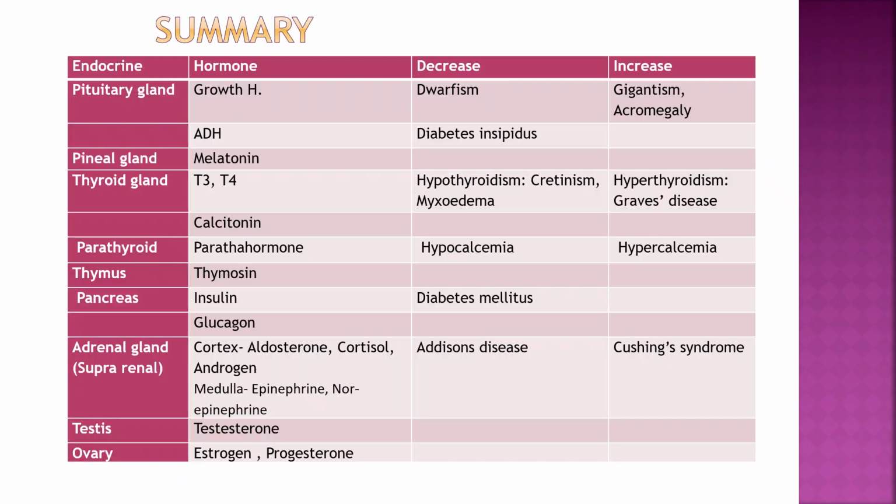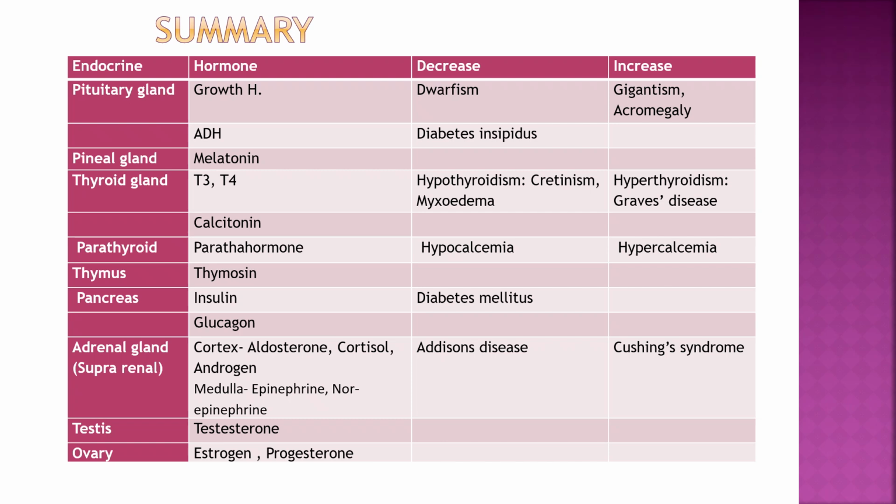So to summarize applied endocrinology, the pituitary gland produces growth hormone. The decreased level causes dwarfism or stunted growth, and increased level in childhood causes giantism. In adults it causes acromegaly, and the deficiency of ADH causes diabetes insipidus. The pineal gland secretes melatonin. Thyroid gland hormone T3 and T4 deficiency causes hypothyroidism. In infancy it causes cretinism. In adults it causes myxedema. Increased level of T3 T4 causes hyperthyroidism, and in the autoimmune disorder, the toxic level causes thyrotoxicosis or Graves' disease.